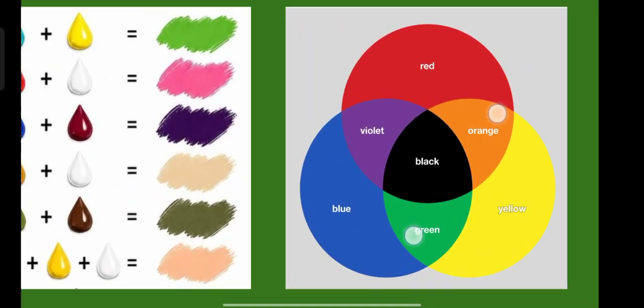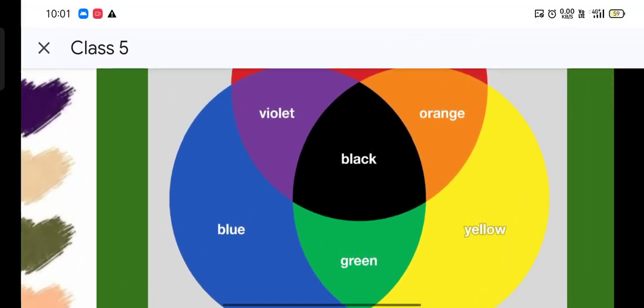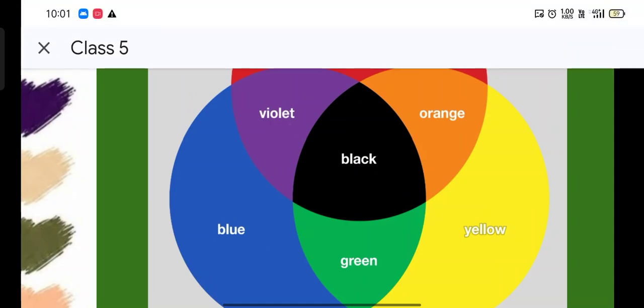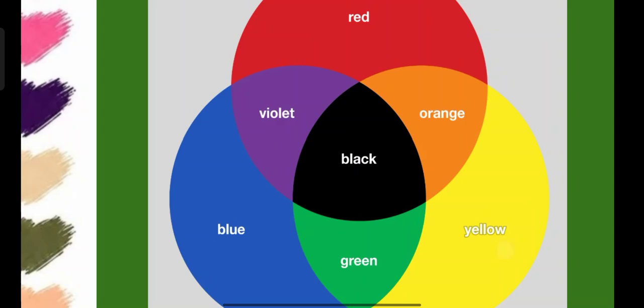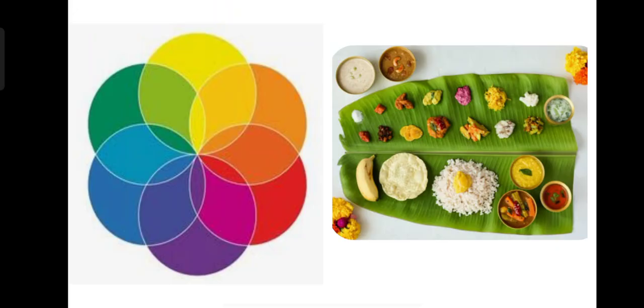Otherwise, we can tell black is the union of red, blue and yellow. So red union blue union yellow equal to black. Otherwise violet union orange union green equal to black. Or in other words, red union violet union blue union green union yellow union orange equal to black. All are correct. So these are some of the examples for the words union as well as intersection.